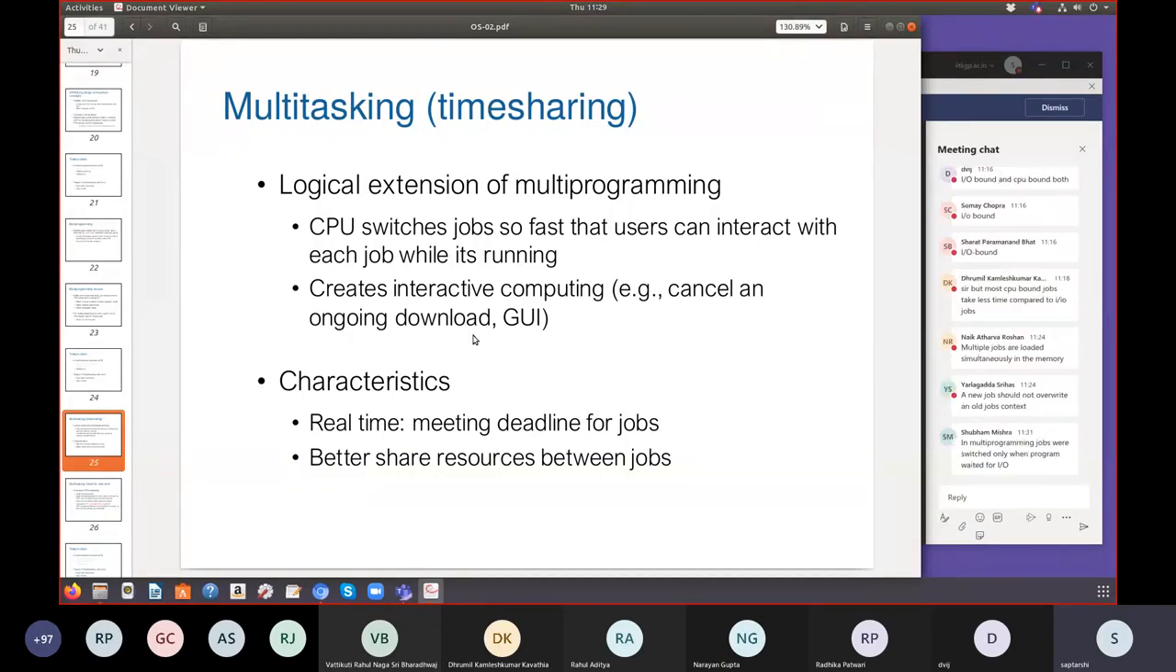Any answers? Exactly. So Shubham and Somnath have given the correct answers.